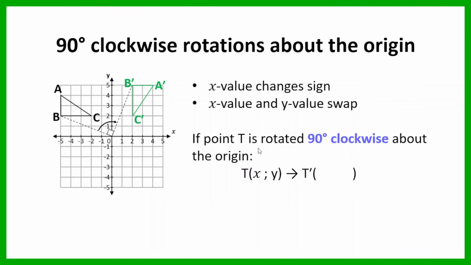If point T is rotated 90 degrees clockwise about the origin, then if it has coordinates (x, y), the x value is going to change sign. So we're going to multiply that by -1. It'll become -x. And then they're also going to switch places. So you're going to end up with (y, -x) for the image of T after the rotation.